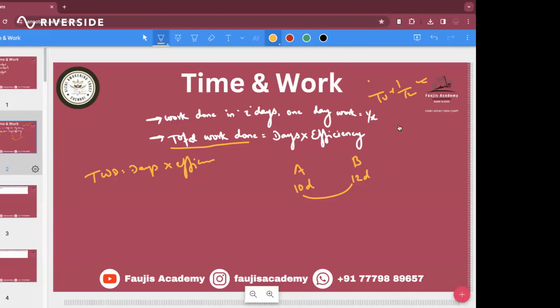Those who were in my previous class know it, or otherwise also you must have known it. So when we take the LCM, it's how much? 60. So we'll assume that there are a total of 60 units of work. Since A completes the entire work in 10 days, in 1 day he will do 6 units of work per day, and B will do 5 units of work per day, right?